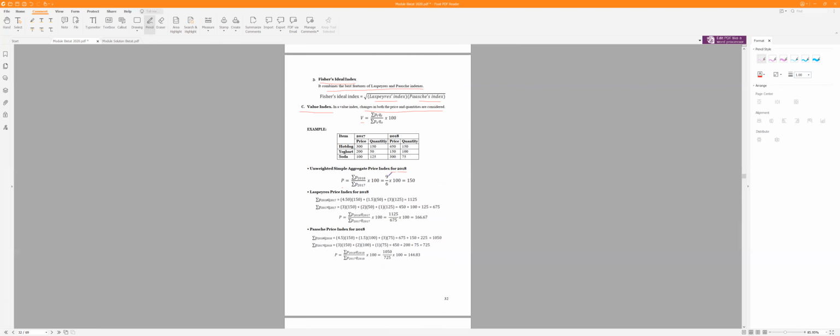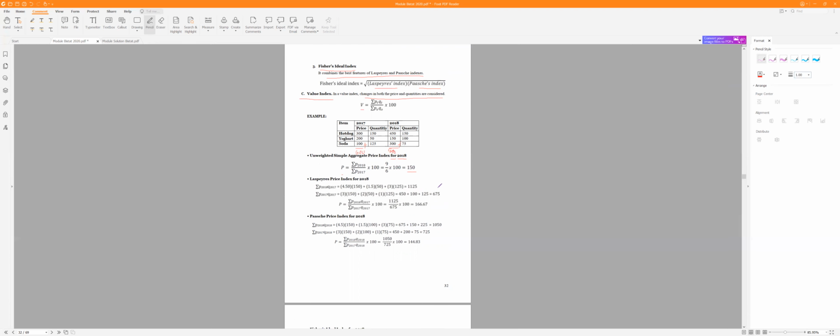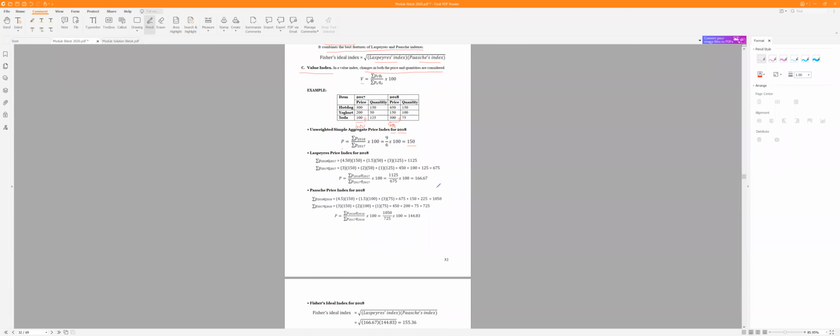If you're confused why it's 9 per 6, basically for 2018, if you add this up, it's 450 plus 150 plus 300, that's 900, all right? And if you add this up, you get 600. So it's 9 per 6 times 100, you get 150. So basically prices have increased 1.5 times compared to 2017. That's how you use index numbers, right? You know straight away of the price increase.